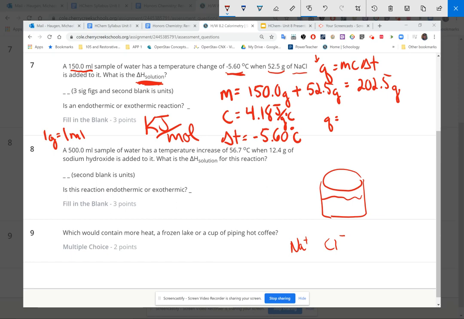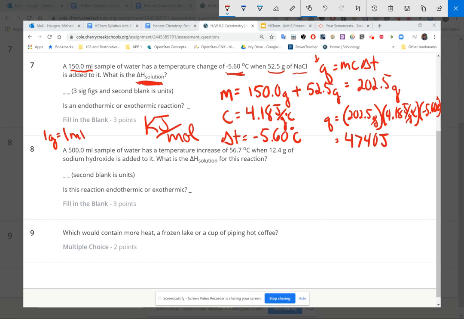So Q equals 202.5 grams times our 4.18 joules per gram degrees Celsius times a negative 5.60 degrees Celsius. Grams cancels out grams, Celsius cancels out Celsius, and we end up with, in significant figures, 4740 joules. Why did I drop the sign? The sign gives us information, but in the end, we need to decide, is this endothermic or exothermic to give it the correct sign? And we'll go over that.